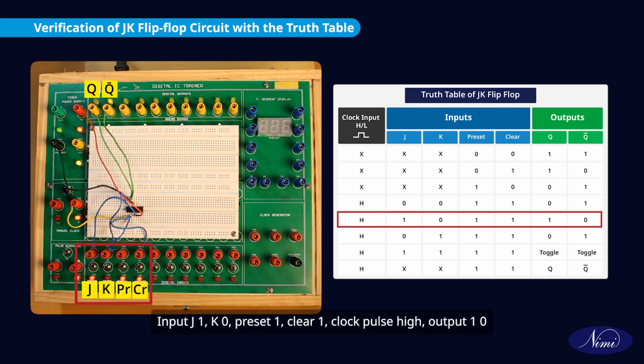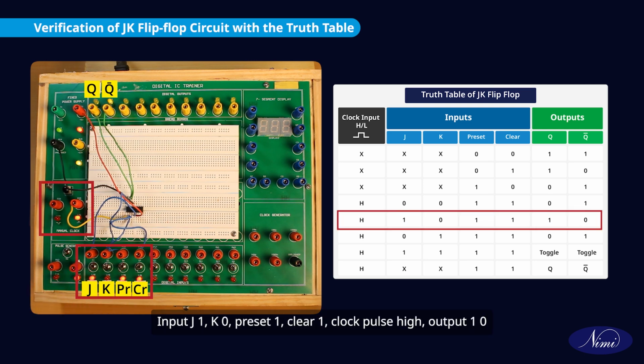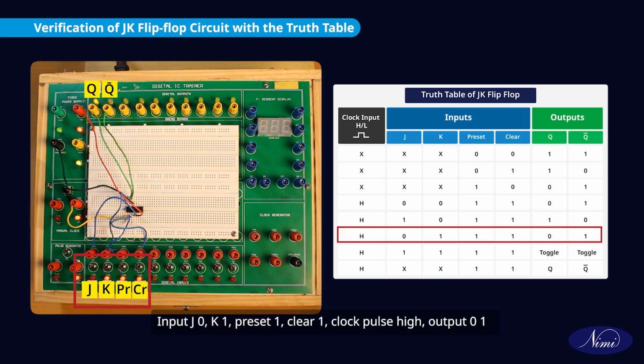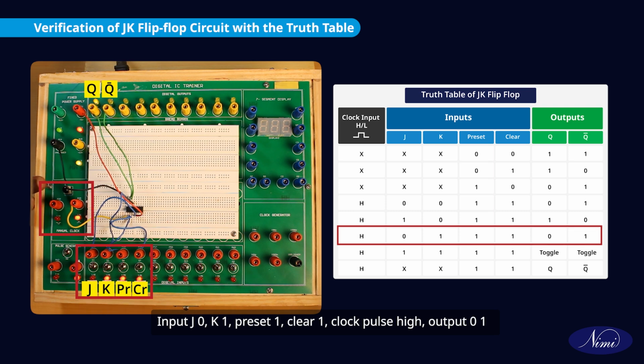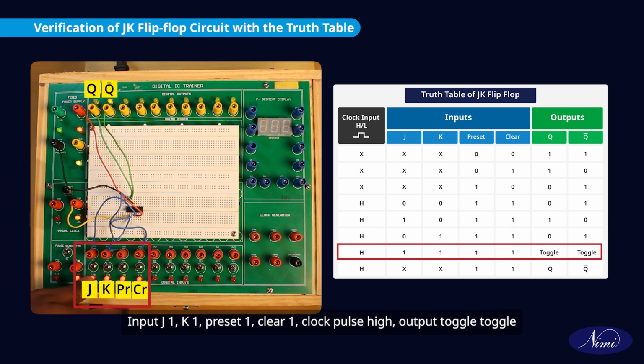Input J1, K0, preset 1, clear 1, clock pulse high, output 1 0. Input J0, K1, preset 1, clear 1, clock pulse high, output 0 1. Input J1, K1, preset 1, clear 1, clock pulse high, output toggle toggle.